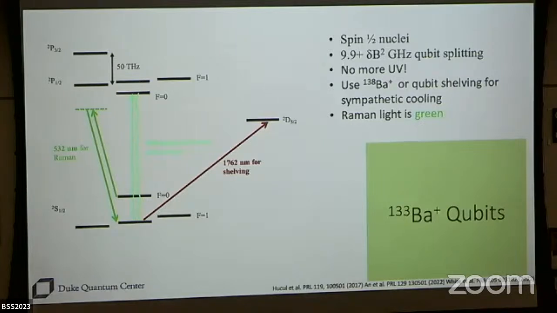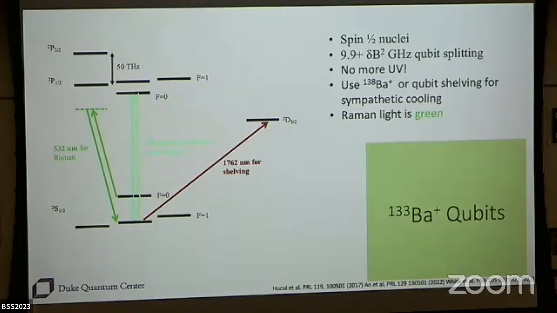What's cool about barium is there's no more UV light. So instead of the 355 Raman, we're going to be using this 532 nanometer light for the Raman transitions. Other than that, 133 looks a lot like 171. It's a nuclear spin 1/2, so we have a similar hyperfine structure. And then we have this nice narrow D5/2, so we can do these kind of shelving or have qubits up here. And it's an IR laser. And then the readout is 493. So we've gotten rid of the UV, but kept all of the nice atomic properties.